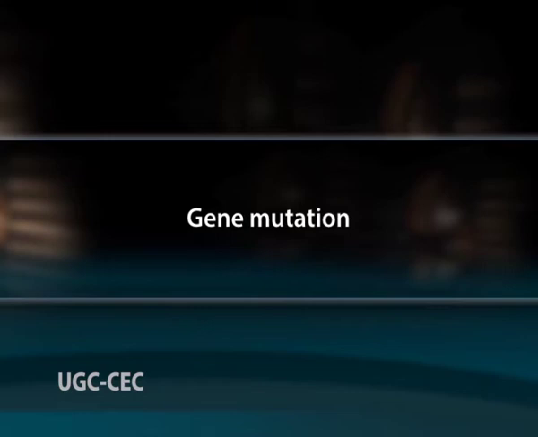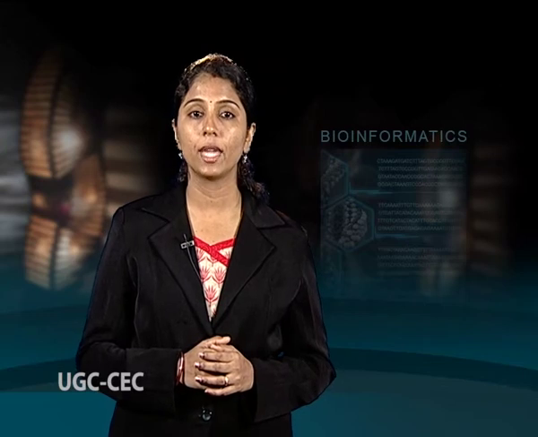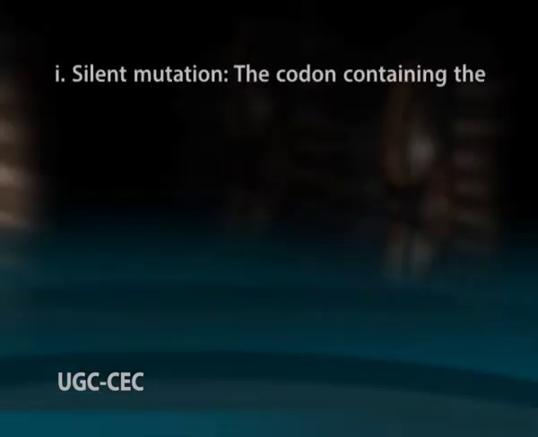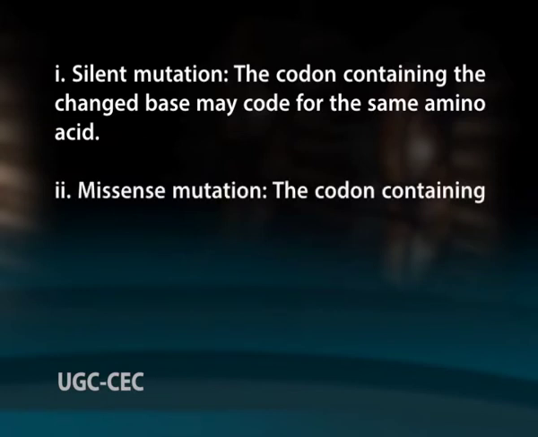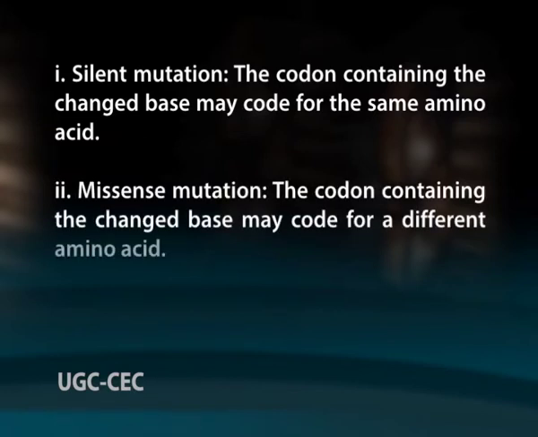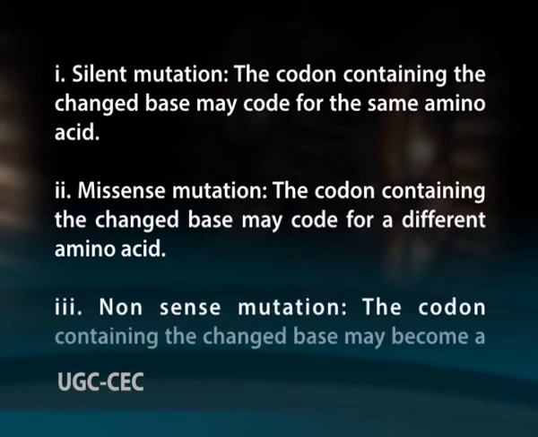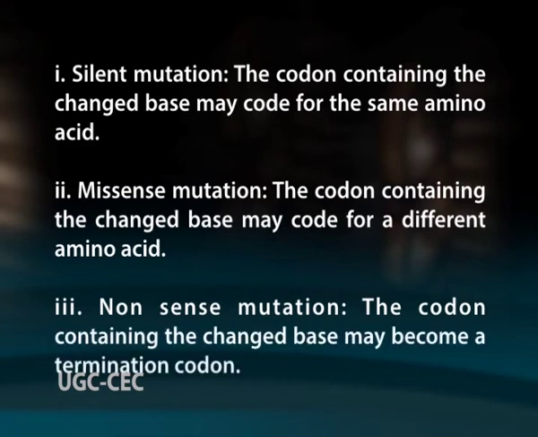Gene mutation. Altering the nucleotide sequence leads to changes in the codons and thereby may even alter the amino acid sequence too. Changing a single nucleotide base on the mRNA can lead to any one of the following 3 results. The first one is silent mutation. The codon containing the changed base may code for the same amino acid. Second one is missense mutation. The codon containing the changed base may code for a different amino acid. The third one is nonsense mutation. The codon containing the changed base may become a termination codon.